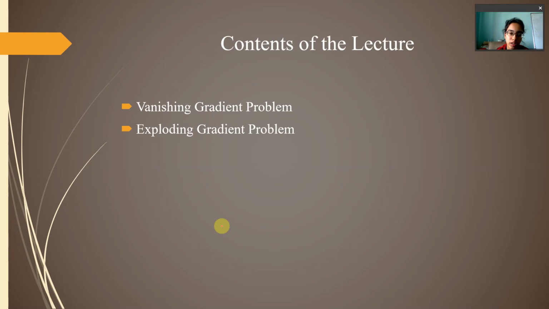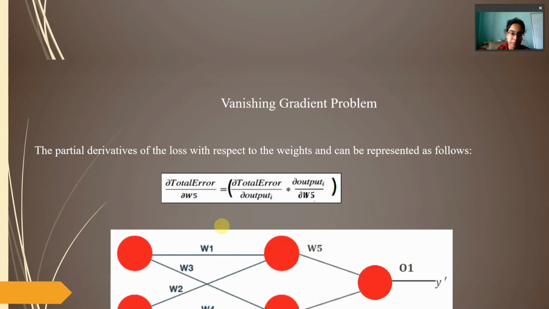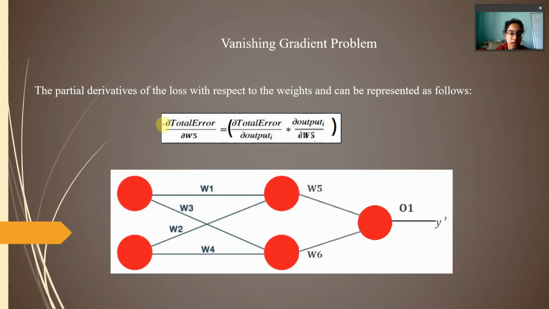So let's start with the first topic, that is the vanishing gradient problem. Now I have already told you in my previous lecture that the updation of the weights is done using the backpropagation algorithm. The formula for the weight updation is Wn new is equal to Wn old minus the learning rate multiplied with the partial derivative of the loss function with respect to that particular weight. Now let us consider this figure.